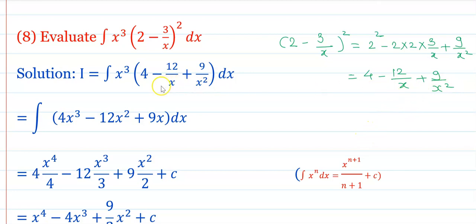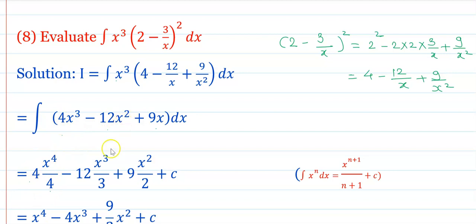Since you are getting 4 minus 12 upon x plus 9 upon x square, multiplied with x cube, you will get 4x cube. X cube into minus 12 upon x, x will get cancelled, you will get 12x square. X cube into 9 upon x square, again x square gets cancelled, you will get 9x. Now the integral of 4x cube, that is the integral of x cube. The integral of x cube is x raised to 4 upon 4, into this 4.